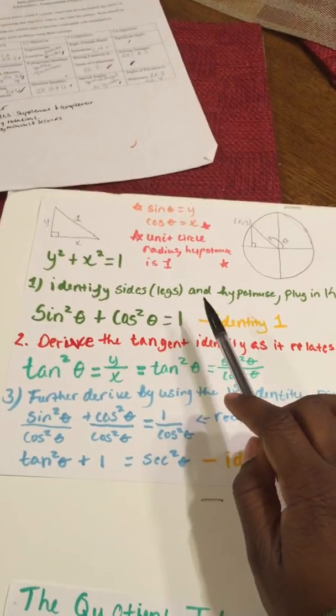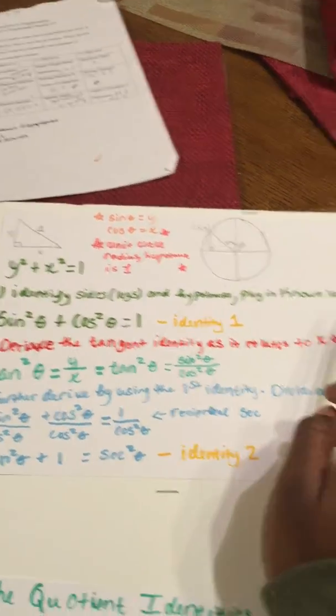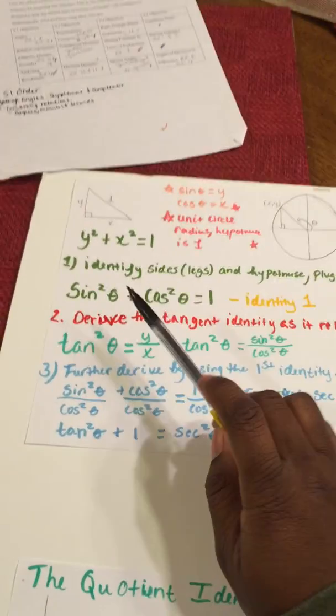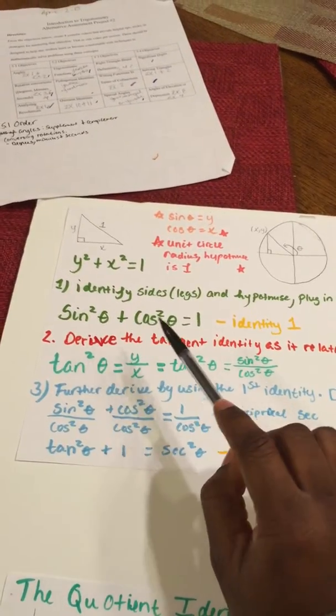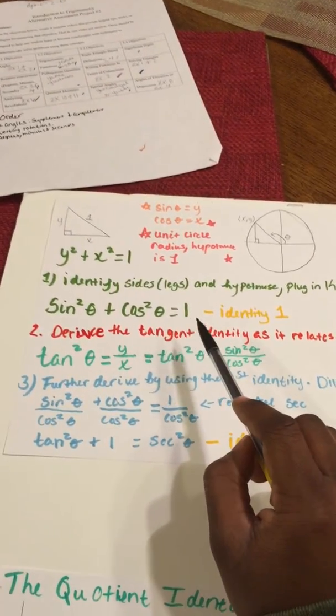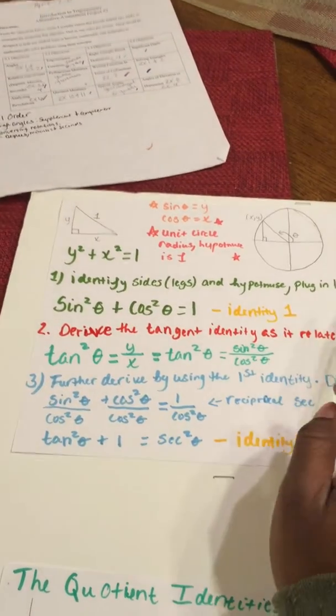Identify the sides, legs, and hypotenuse. You plug in known values. The sine squared of theta plus the cosine squared of theta is equal to 1. This is known as identity 1.